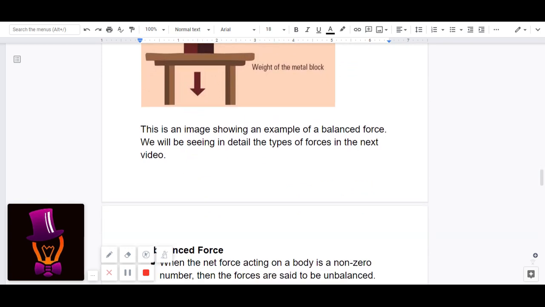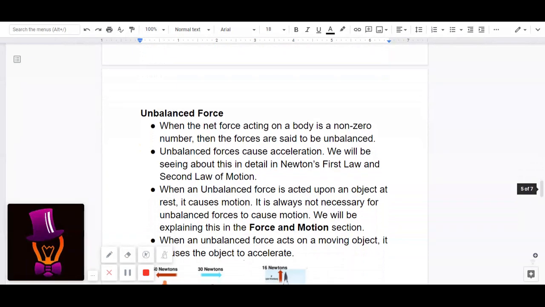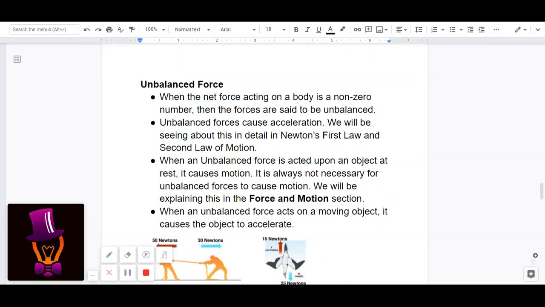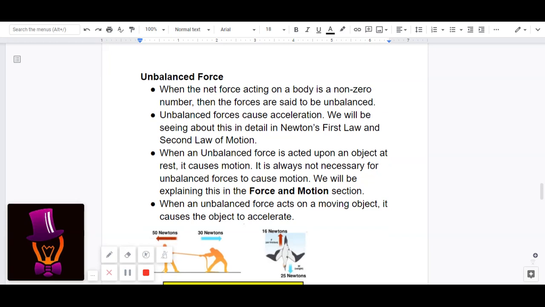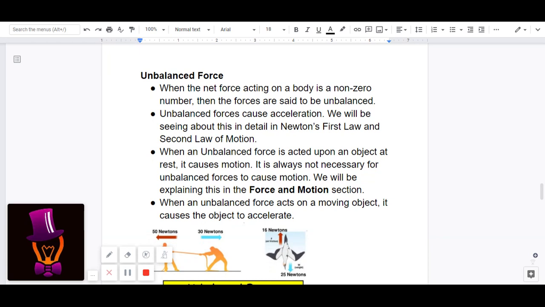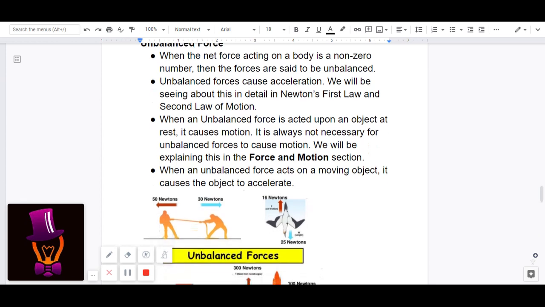We'll be seeing in detail about the types of forces in the next video. Now let's go to unbalanced force. When a net force acting on a body is a non-zero number, then the forces are said to be unbalanced. Unbalanced forces cause acceleration. We'll be seeing about this in detail in Newton's first law and second law of motion.